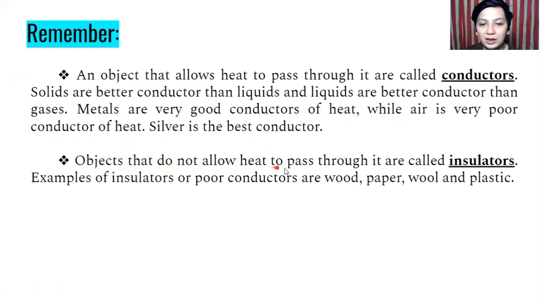Objects that do not allow heat to pass through are called insulators. Examples of insulators or poor conductors are wood, paper, wool, and plastic, also rubber. Okay?